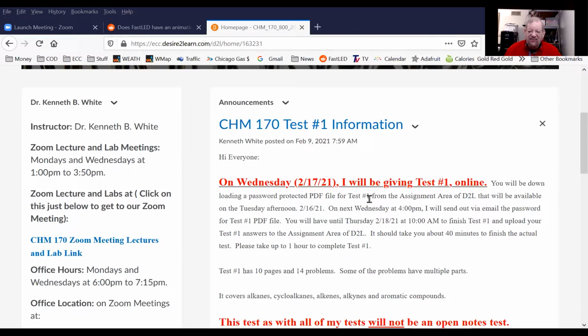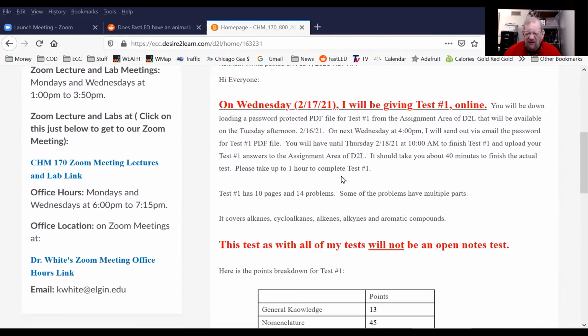And next Wednesday, right after our class, I'll send out an email with the password to open up that file. You'll have until the next day, Thursday, 10 a.m., to finish test number one and upload your test answers to the assignment area of test number one as a single PDF file. You should take about 40 minutes. If you need a little more, don't worry, I won't tell. Take up to about an hour, hour and 15 minutes if you really need it.